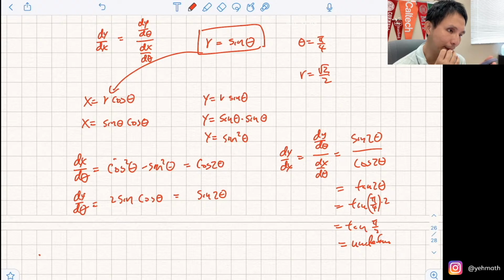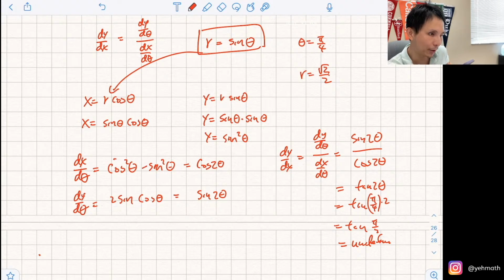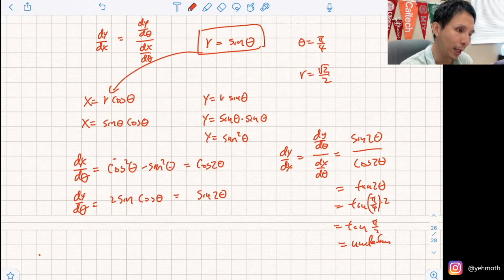31 is C. 32 is E. 33 is A. 34 is D. 35 is A. 36 is C. 37 is B. 38 is C.